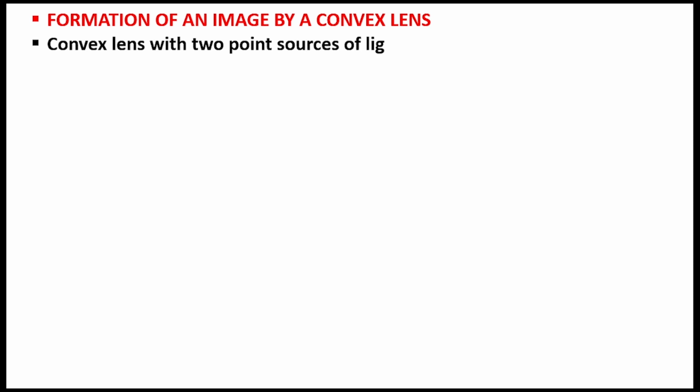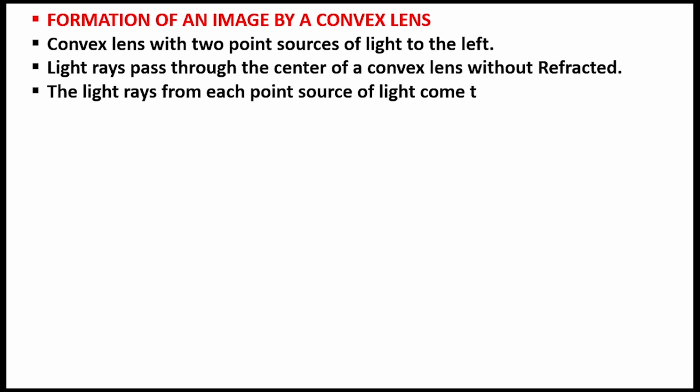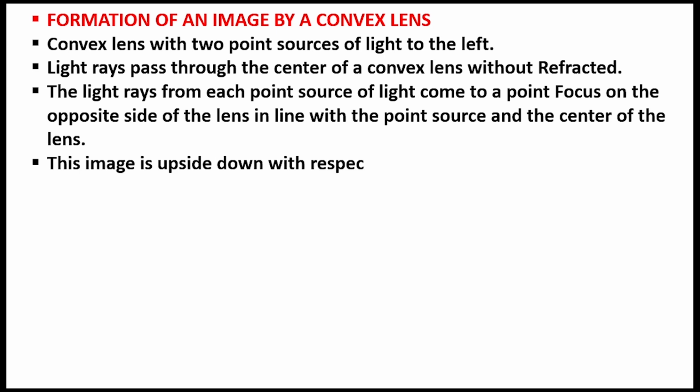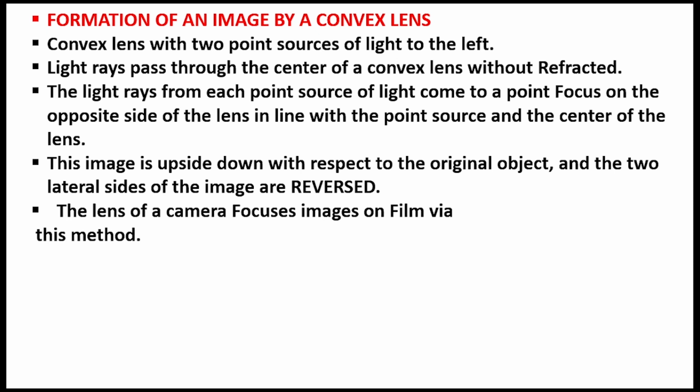Formation of an image by a convex lens. A convex lens with two point sources of light to the left. Light rays pass through the center of a convex lens without being refracted. The light rays from each point source of light come to a point focus on the opposite side of the lens, in line with the point source and the center of the lens. This image is upside down with respect to the original object, and the two lateral sides of the image are reversed. The lens of a camera focuses images on film via this method.